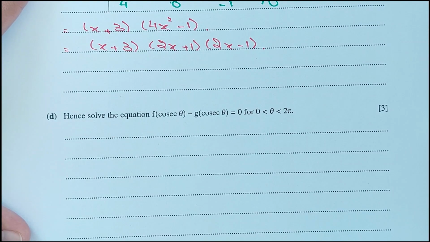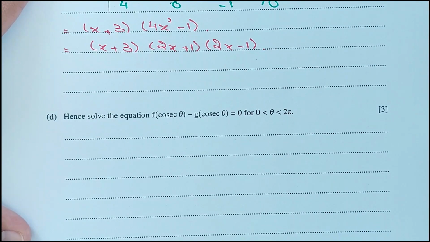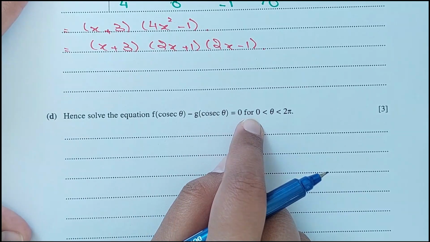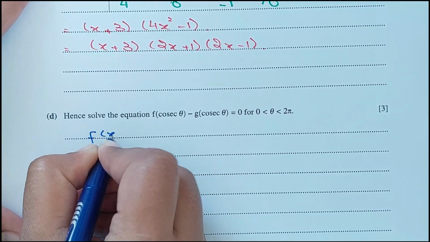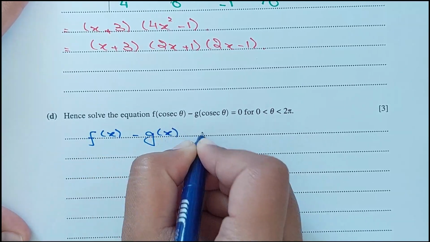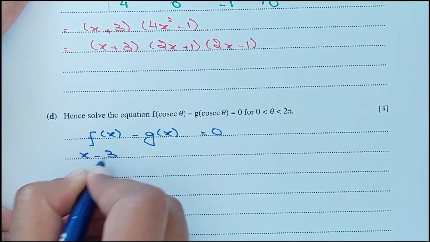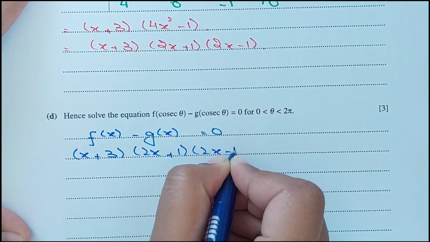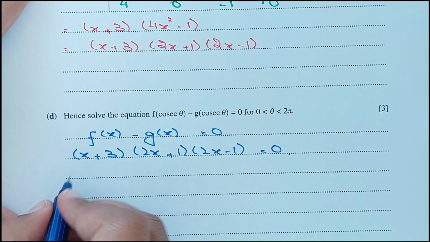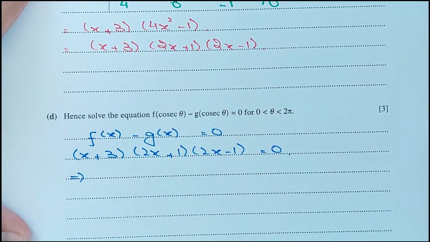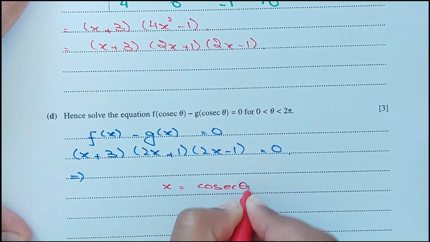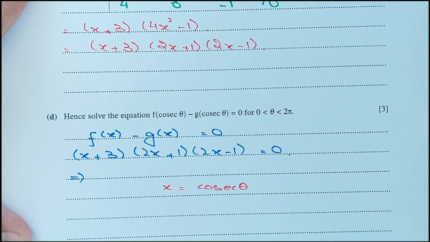Moving to part D, hence solve the equation f of cosecant theta minus g of cosecant theta equals 0 when theta is between 0 and 2 pi. When f of x minus g of x equals 0, it means x plus 3, 2x plus 1, and 2x minus 1 equals 0, right? So if I replace x with cosecant theta, we have the three factors.